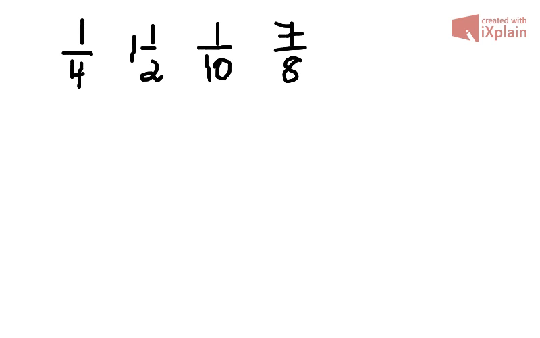Okay, say we need to order these fractions: 1/4, 1 1/2, 1/10, 7/8, 2/3. If we want to order them from smallest to largest, we call that ascending order.